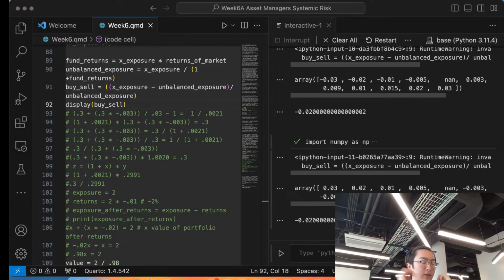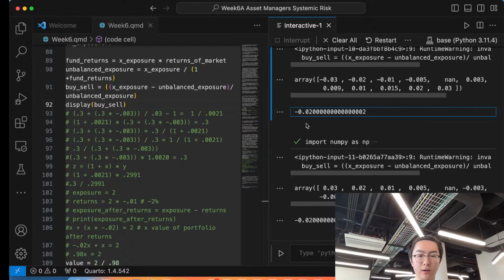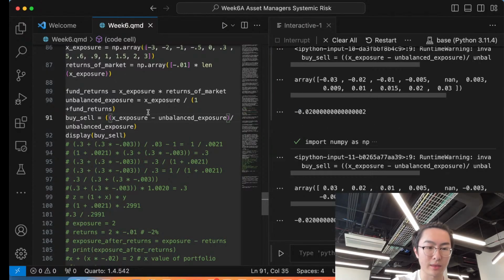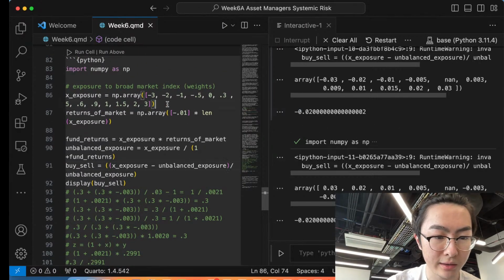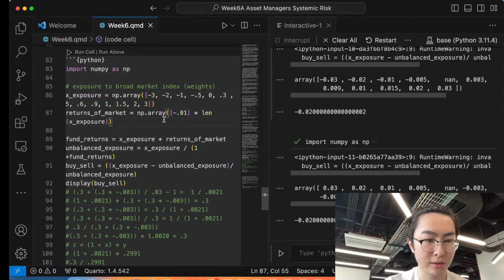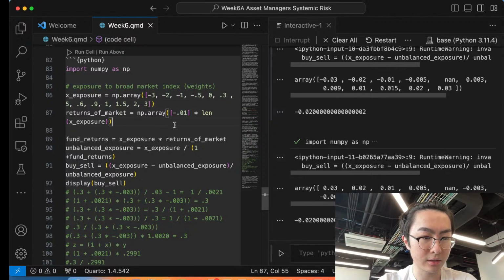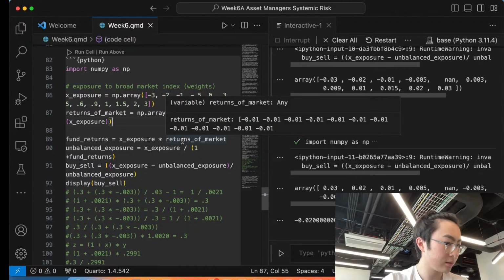Okay, then the investments in the index. I think the formula that they use is, they have the X exposure, they have returns on the markets.